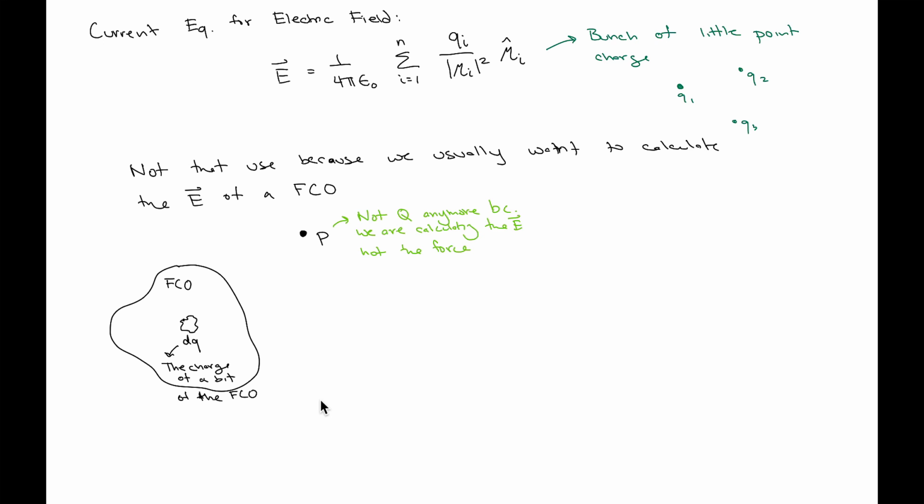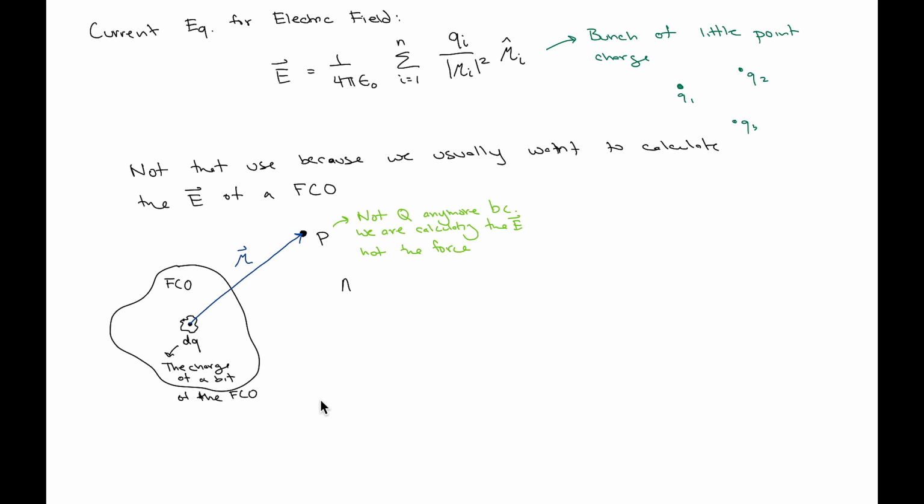I still need to do the same kind of calculation. The electric field from a little bit of my funky charged object is still going to fall off like 1 over r squared. So I still need to know what my separation vector is for that particular point on my funky charged object. That's still going to point from my dq, my infinitesimal little bit of charge, to the point where I'm trying to calculate the electric field.